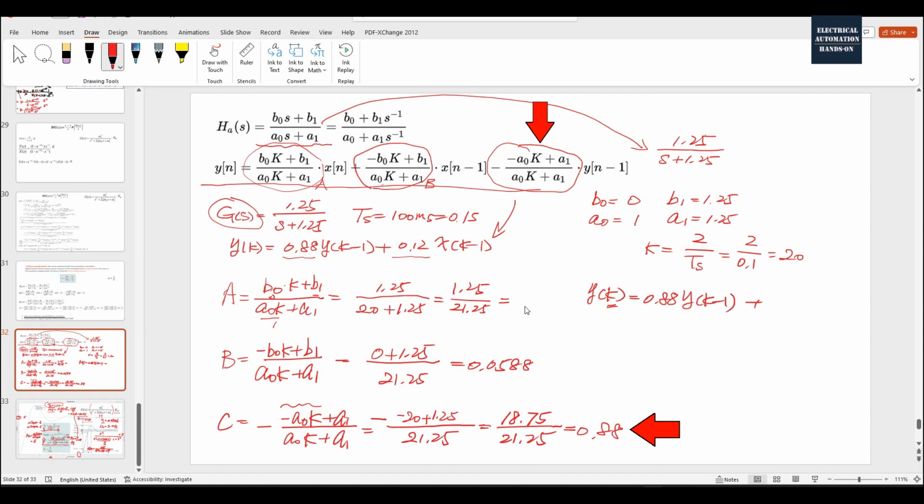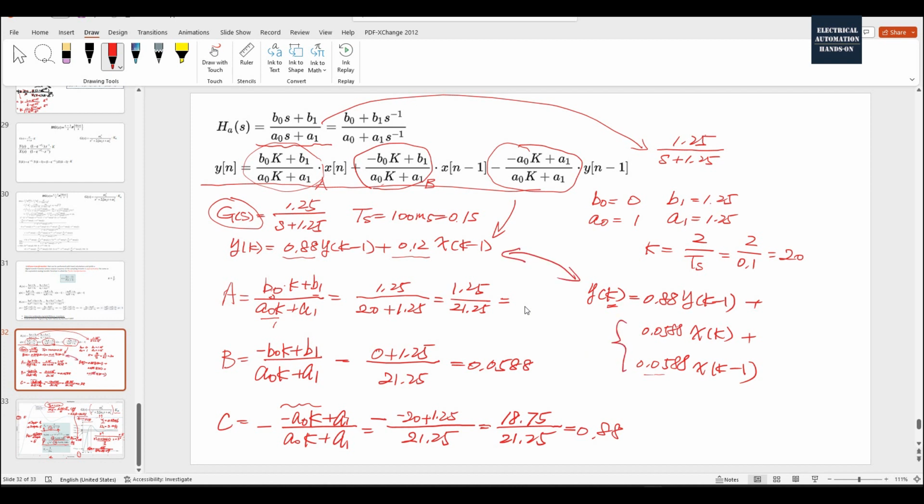Plus, then this time this equation we have a 2x here. So one is xk, the current k. This ratio is equal to 0.0588. And the next one is xk minus 1, and this is b, right? This b here is 0.0588. Okay? Then we will compare these two equations.